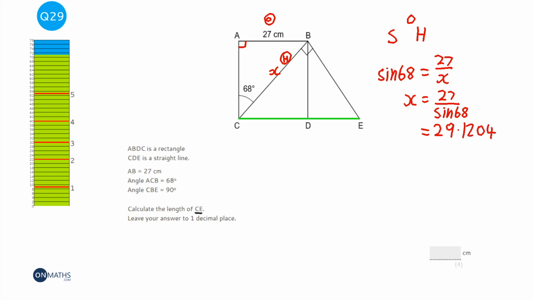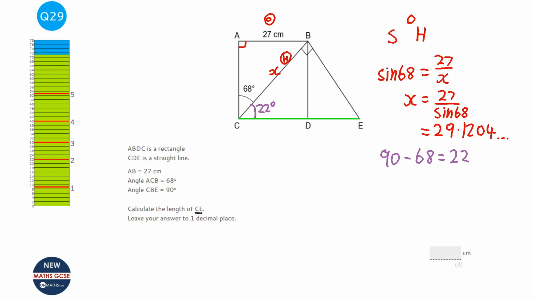29.1204. And I just do a few more decimal places than usual, because it's not an answer and you should never round your working out. If it's asking for one decimal place, I think 4 decimal places should be enough, but I'm going to try and keep it in the calculator if I can. So the next thing I need to do is work out CE. Now I'll need this angle here, which actually I can just take away 68 from 90, because it's a rectangle, the whole thing will be 90 degrees. So I'm just doing 90 take away 68, which is 22, so that's 22 degrees.